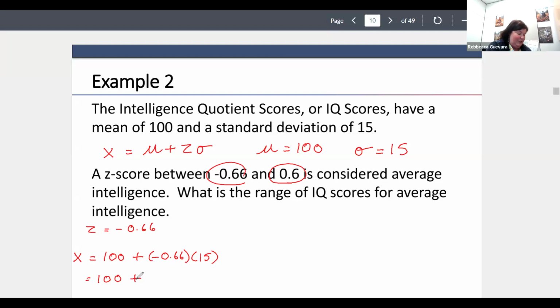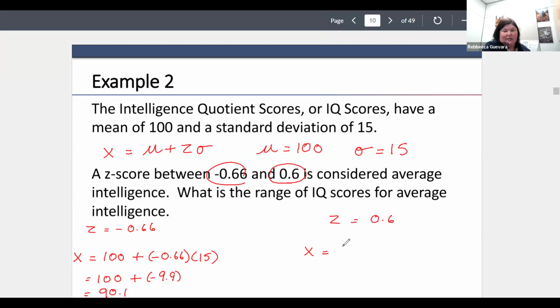I forgot what the score was supposed to be, so bear with me a second here. 100 minus 0.66 times 15. Okay. So this is going to be a minus 9.9. So the score we get is 90.1. I think it's supposed to be 90, but there's a little bit of rounding in here. So with normal intelligence, it runs from about 90. And then the other part of it was a z-score of 0.6.